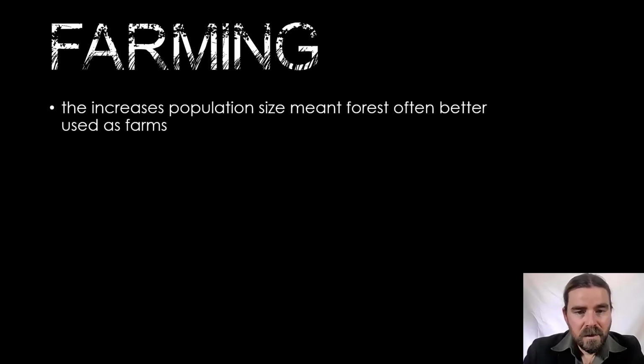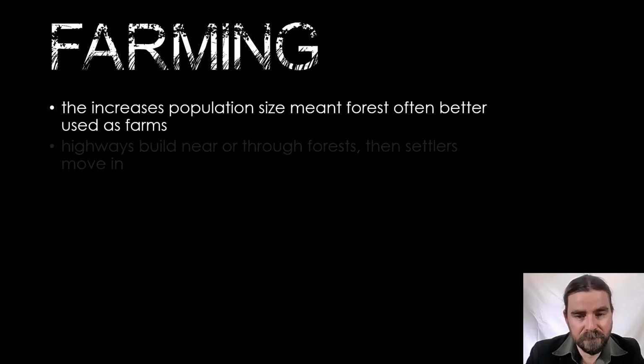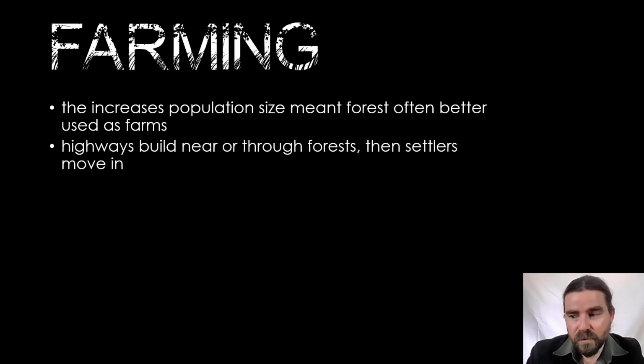Farming, the second of the big three threats to rainforests. Because human population is increasing so much, we need more land for farms. Also, because human population has increased a lot, highways get built, so you need to build roads that go to the farms. And as soon as you've got a road going through the middle of a forest, then people can start building side roads. As soon as there's a highway in there, then settlers move in. So it's the beginning of the end.